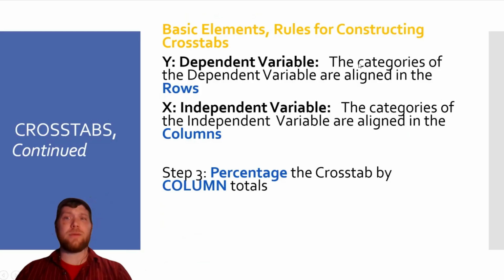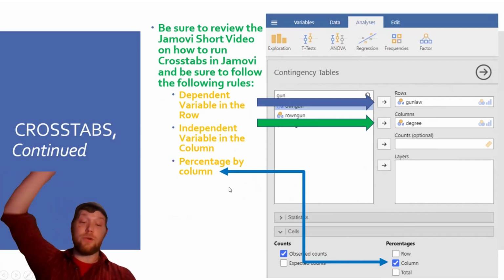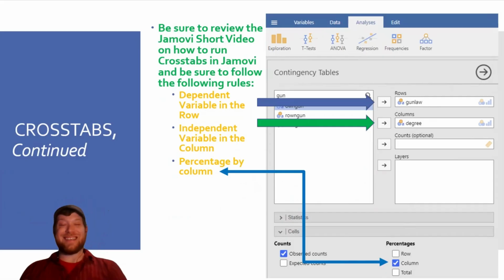The dependent variable is typically what we consider the Y variable. We're going to go with rows, while the independent variable, or the explanatory variable, is going to be known as our columns. And the percentages are then our column totals. So put gun law and degree in there with column percentages, and that's going to run through and get us our analyses for these conditional percentages. Make sure you go through the Jamovi short video on how to run these things because that's going to be super useful for your analyses.